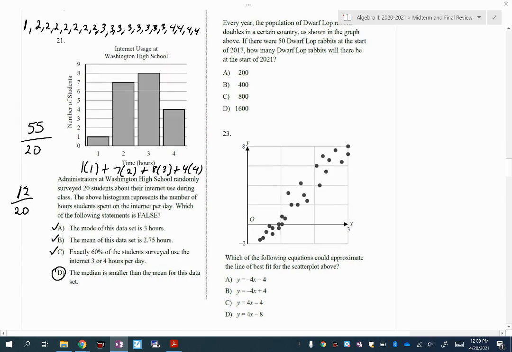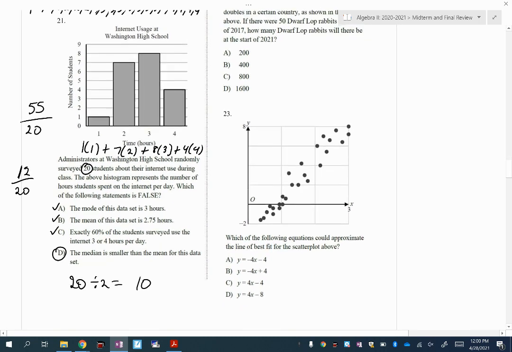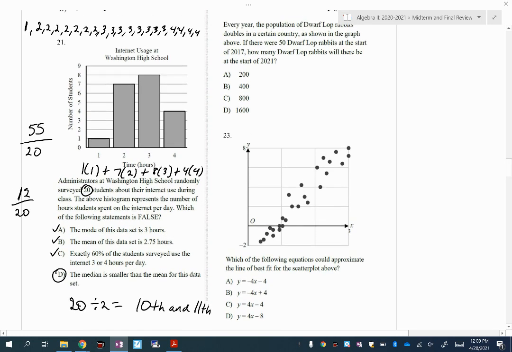Right, I did write all the numbers so you could find the median that way, but the way to do this is to take your total number of students, which is 20. 20 divided by 2 is 10. Because this is an even number, you're actually looking at the 10th and the 11th number in your data set, and that will be the median. It'll be the average of those two.